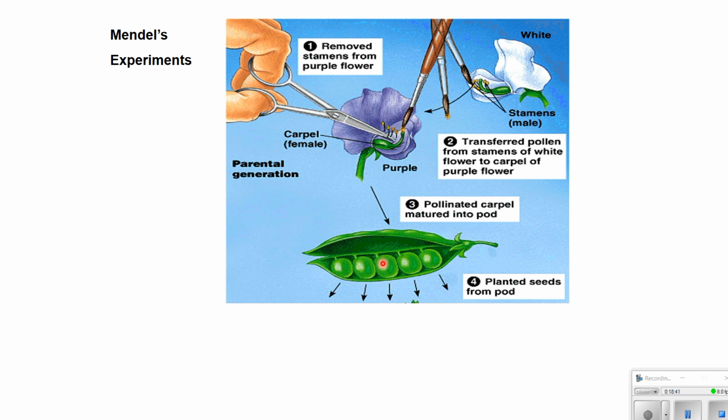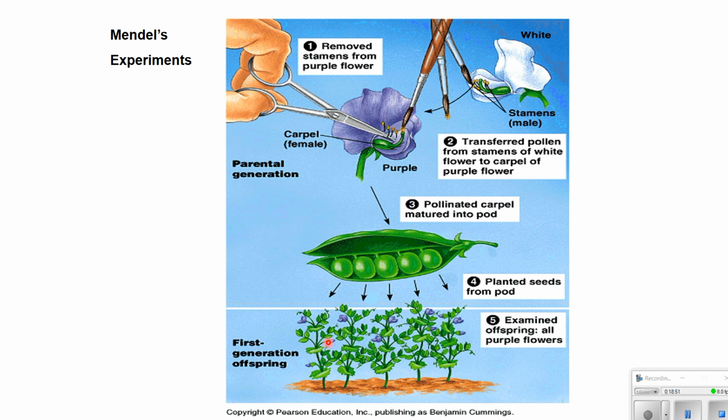And so Mendel would harvest the peas. He would let them dry out. And then the next growing season, he would plant those seeds in the ground, let them grow. And this was called the F1 generation, or the first generation of baby plants. And he would simply look to see what fraction of the offspring had purple flowers. And turns out, in this case, they all have purple flowers. And we'll talk about why that is.